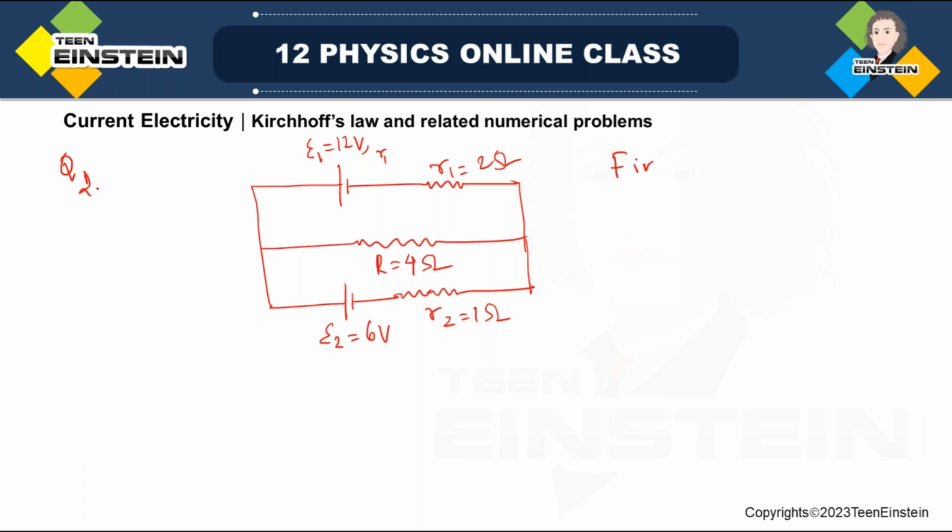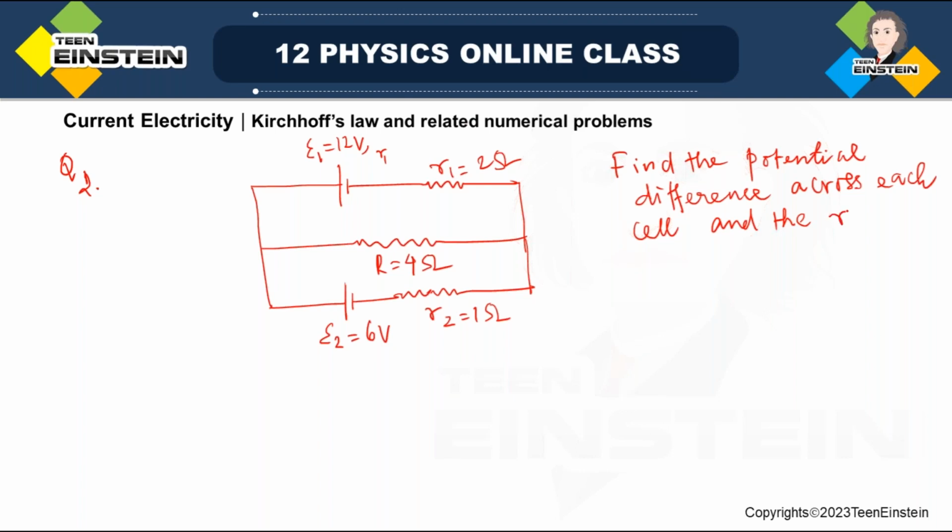Question is, find the potential difference across each cell, and the rate of energy dissipation in R. Okay, so this is the question.